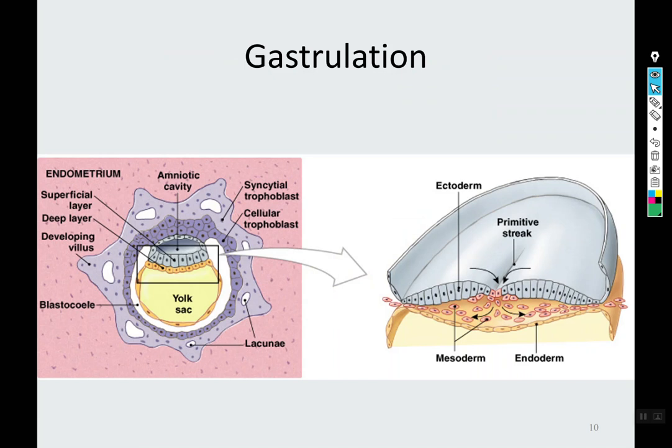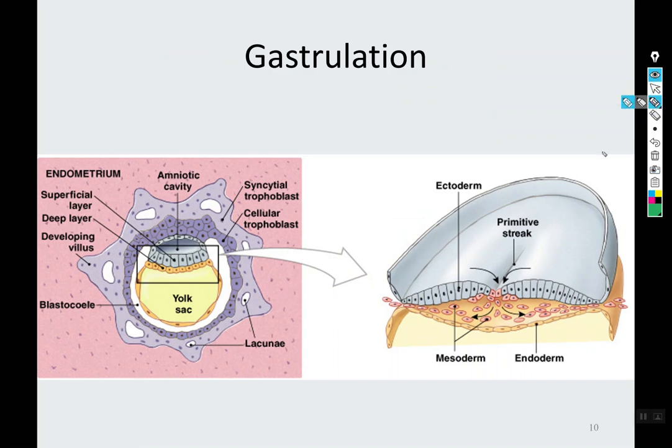Okay, so first you were one cell, and then you were a little raspberry, and then you were a ball of cells, and then you were a sandwich. So this is the sandwich of which I speak. This superficial layer here is the ectoderm. This is one of 3 layers of your former sandwichness.